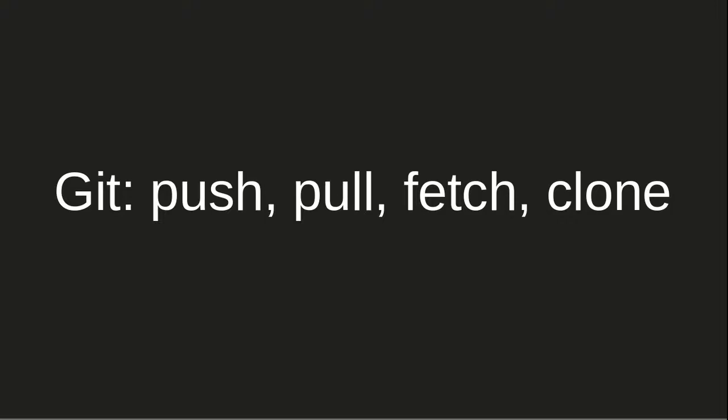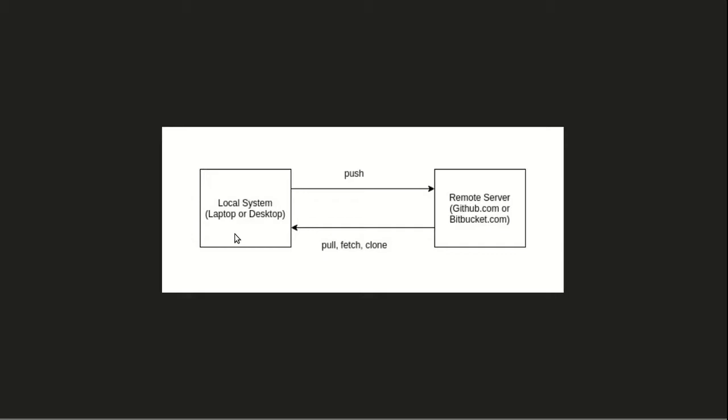In the last tutorial, we learned about committing the files. Today we learn about sending our changes as well as getting new changes from the remote server. So we have our local system, laptop or desktop where we are writing our code. Similarly, you have some remote server, be it github.com or bitbucket.com.